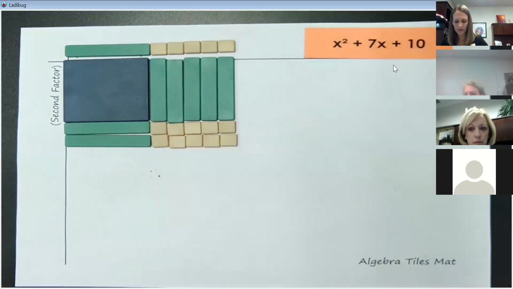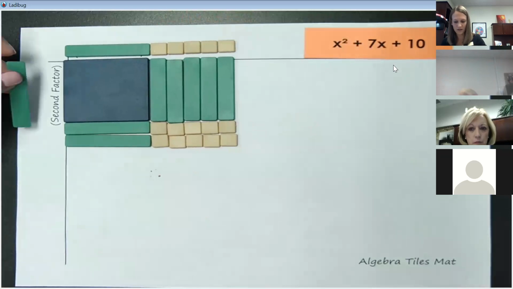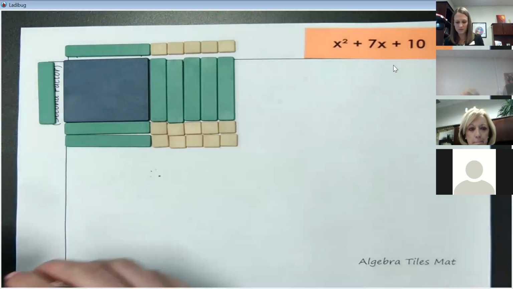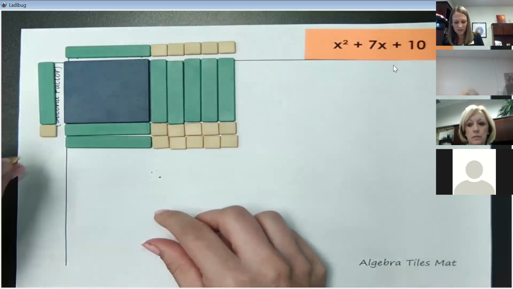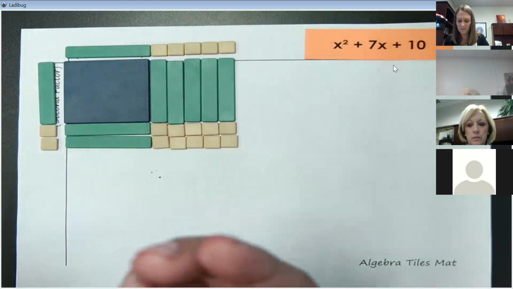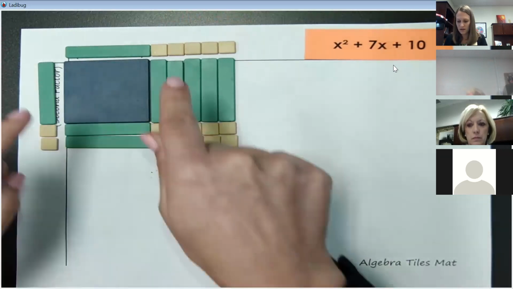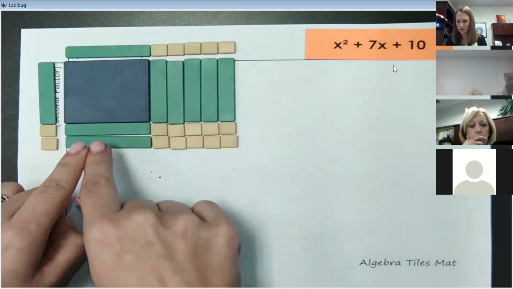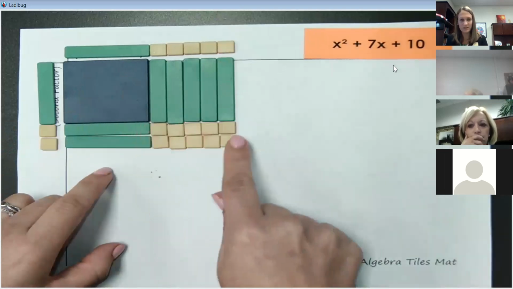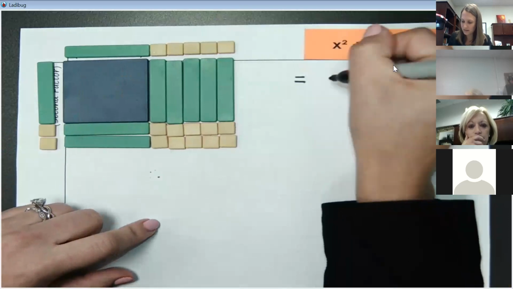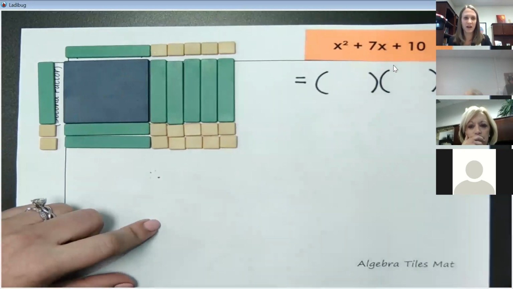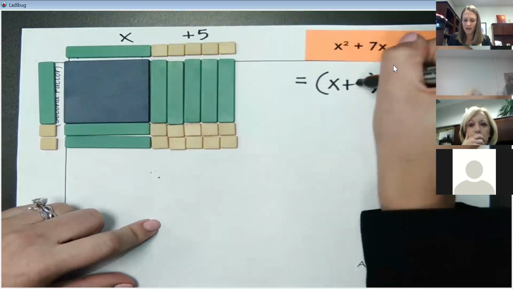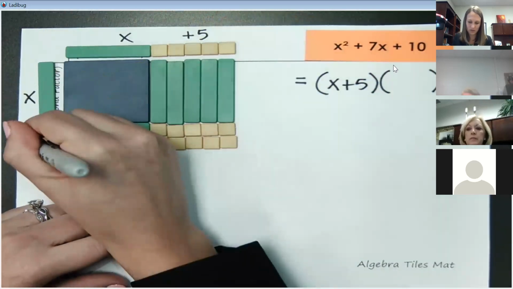All right. Now, if I'm looking at the side, what do I have? Well, I still have that x, so I can see that as the length. But now in this case, I have 2 positive units. All right. So what that tells me is if I was to check my answer, I can see that I have x squared. I have x times 5, 5x here. I have 2 times x, 2x here to total my 7. And I have my plus 10. So in that process, I've found my 2 factors. I have x plus 5, and I also have x plus 2.